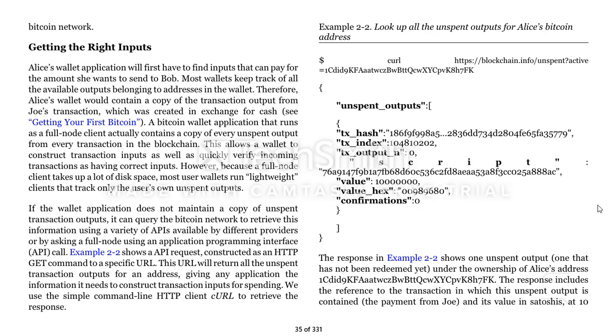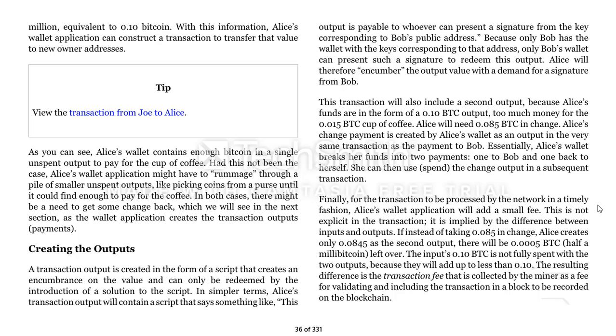The response in Example 2-2 shows one unspent output, one that has not been redeemed yet, under the ownership of Alice's address 1Cdid9KFAaatwczBwBttQcwXYCpvK8h7FK. The response includes the reference to the transaction in which this unspent output is contained, the payment from Joe, and its value in satoshis, at 10 million, equivalent to 0.10 bitcoin. With this information, Alice's wallet application can construct a transaction to transfer that value to new owner addresses. View the transaction from Joe to Alice.